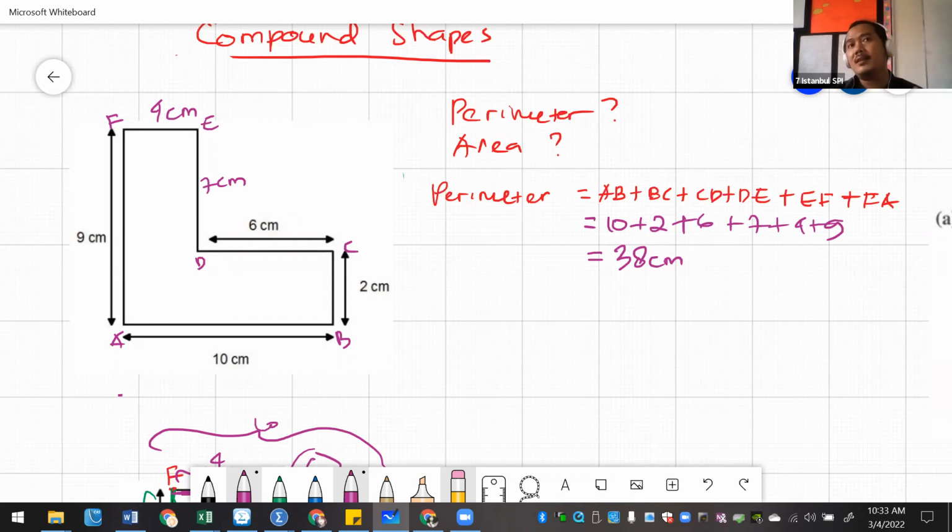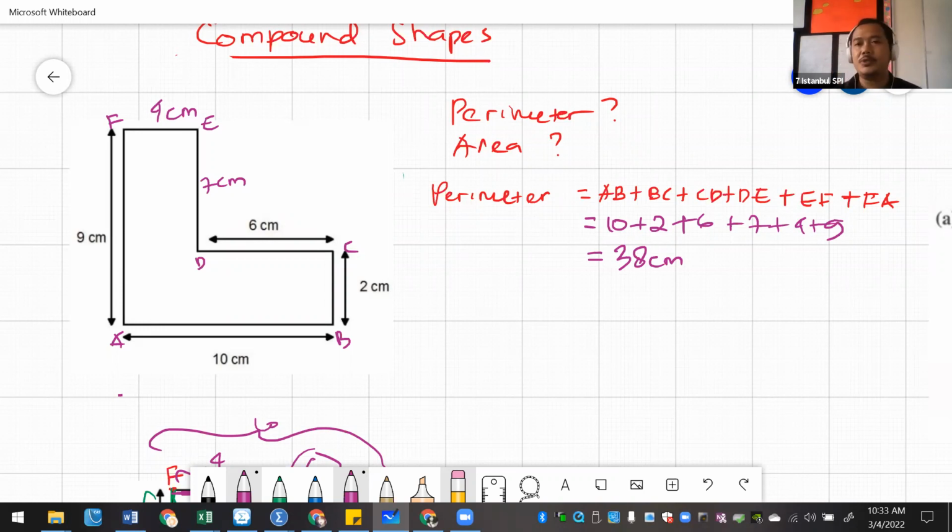So remember, guys, math is not just about numbers or calculation. It's about how to use your logical thinking. So that's the first one for the shape. Any question before I continue to the next question? Paham semua? Okay, very good, guys.